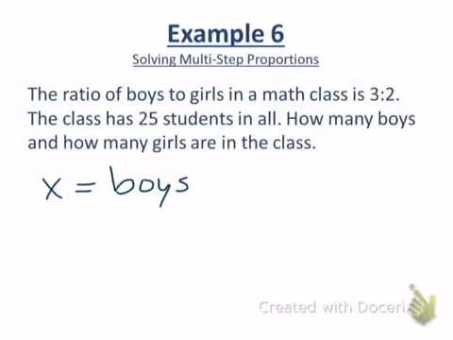If x is boys, what would girls be? No, we need one variable. All right, let's talk about it this way. If there were 5 boys, how many girls are there? It's 25 minus 5, right? If there's 5 boys, then there's 25 minus 5 girls. If there's 8 boys, then there's 25 minus 8 girls. If there's 10 boys, then there's 25 minus 10 girls. If there's x boys, then there's 25 minus x girls. All right, so 25 minus x girls.